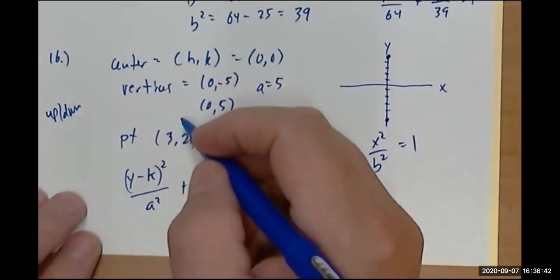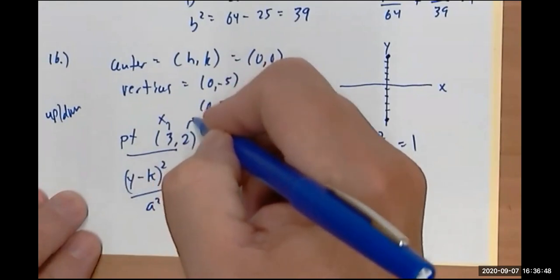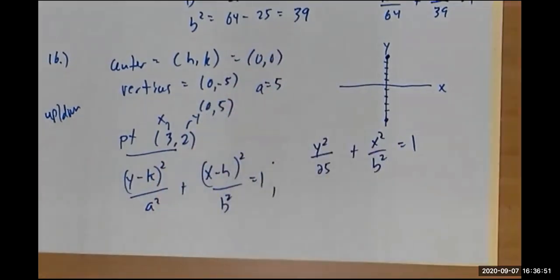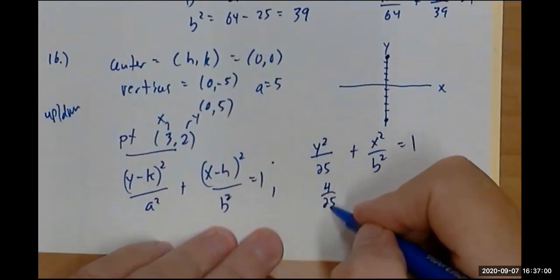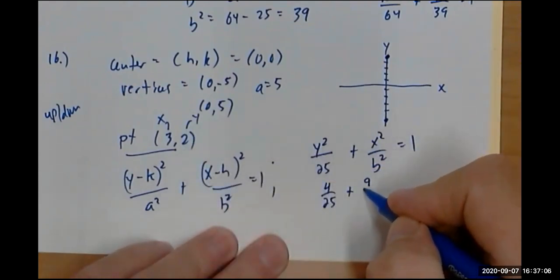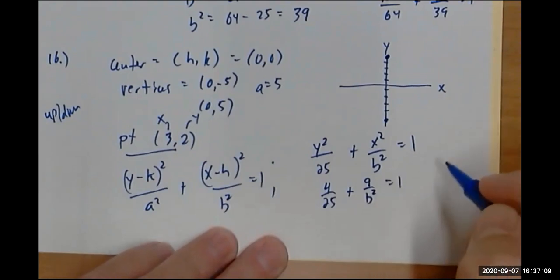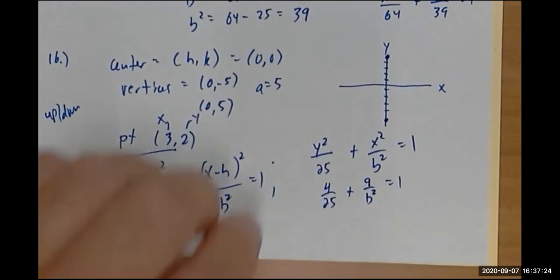What I have to do is use this point they've given me. This is a point on the ellipse, so I can take the equation of the ellipse and plug in 3 for x and 2 for y. So y is 2, so 2 squared is 4. 4 over 25 plus x is 3, 9 over b squared. What I really need to do now is, here's an equation. The only thing I don't know is b squared. The rest are numbers. I can solve this equation for b squared, and then I'll have what I need to get my equation for the ellipse.